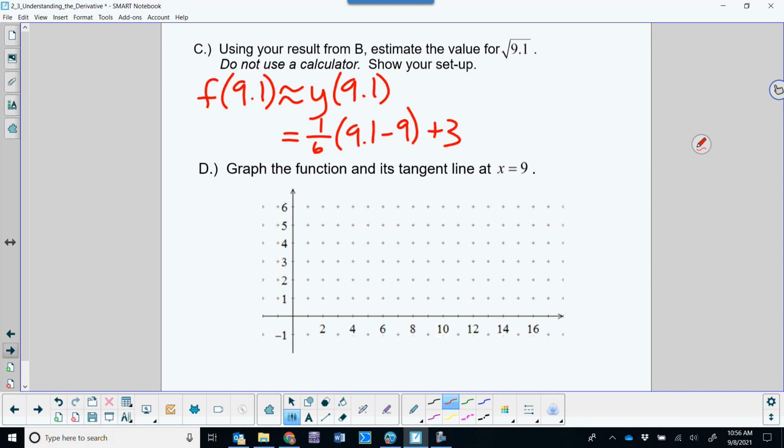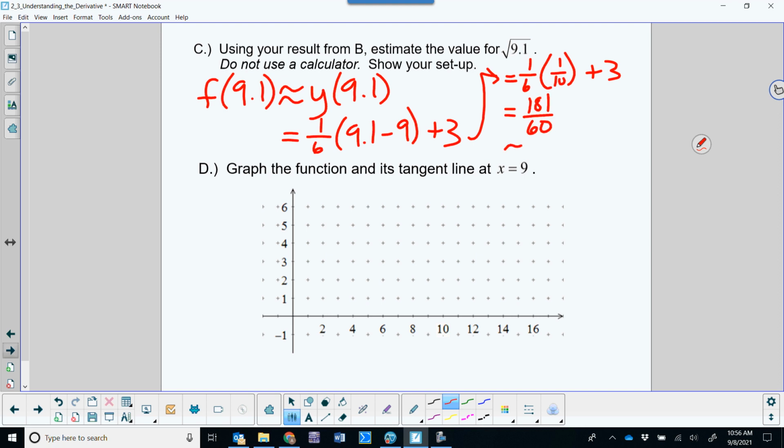Well, I don't have a calculator, so I need to either know what 1/6 is as a decimal, or I can just use a fraction for inside. Since I don't have room, again, this is what you should always be doing. Just arrow up here. We're going to continue on. So this equals 1/6 times 1/10 plus 3, which is 1/60th plus 3. 3 is 180 60ths. So this is 181 out of 60.